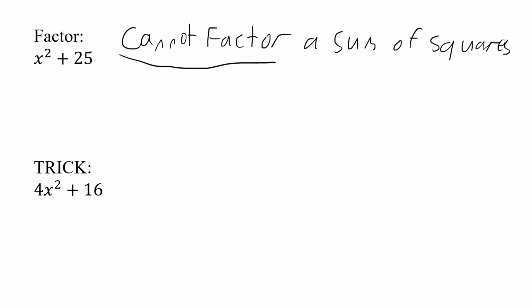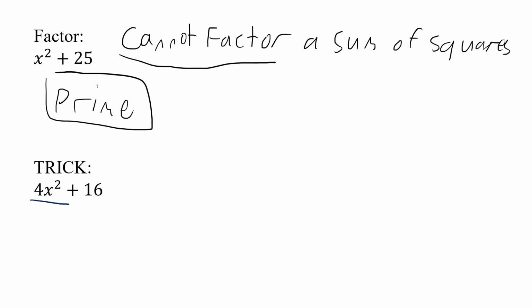All right? Now here's a trick. They may try to trick you and show you a sum of squares like the second one down here. By the way, real quick, going back to the first one, we call that prime when we cannot factor it. It's prime. But let's go back to the 4x squared plus 16. 4x squared plus 16. So you can't factor it with the difference of squares method because it's a sum. It's not a difference. There's a plus there. However, there is a catch here. The catch is that, is there anything in common? Is there a GCF? The answer is yes.